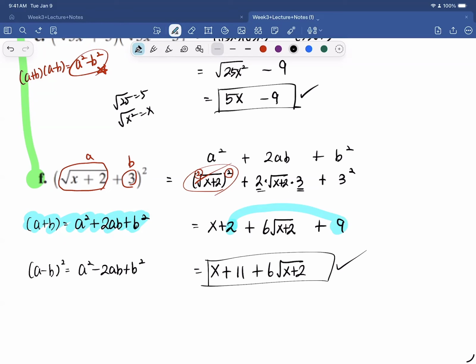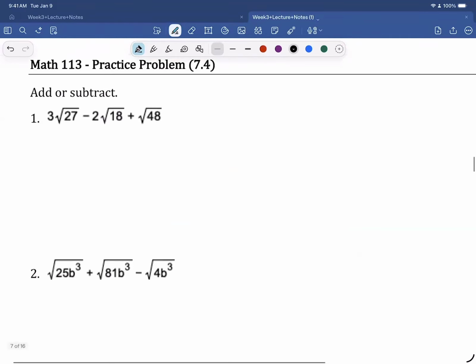Any other question before we do the practice problem? Okay, then here is the practice problem.